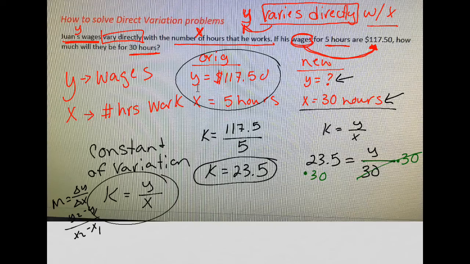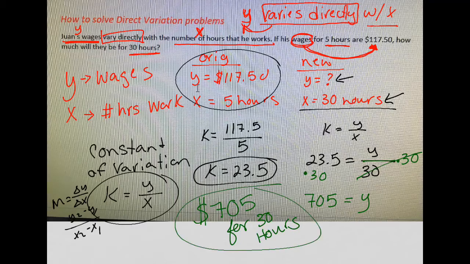So 23.5 times 30 is 705, equal to y. And that would be how much he makes for 30 hours. So Juan makes $705 for 30 hours of work. And that would be your answer.